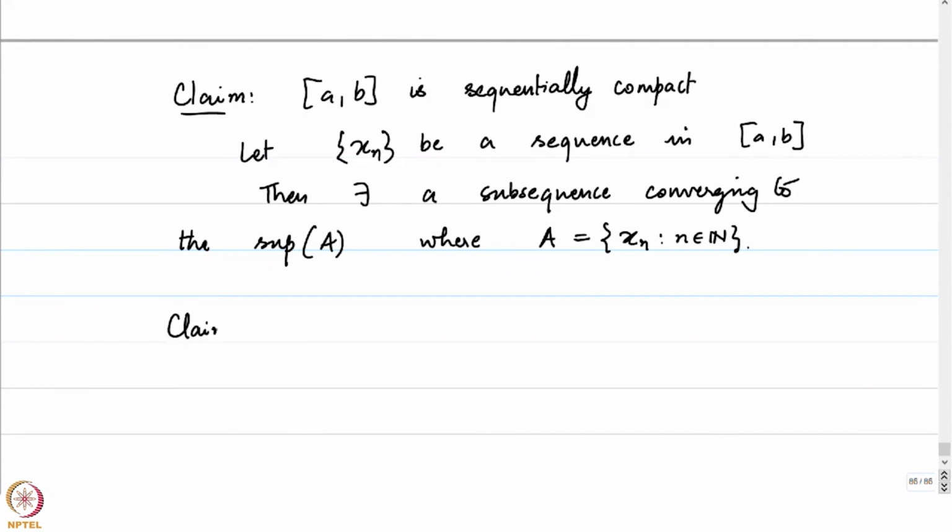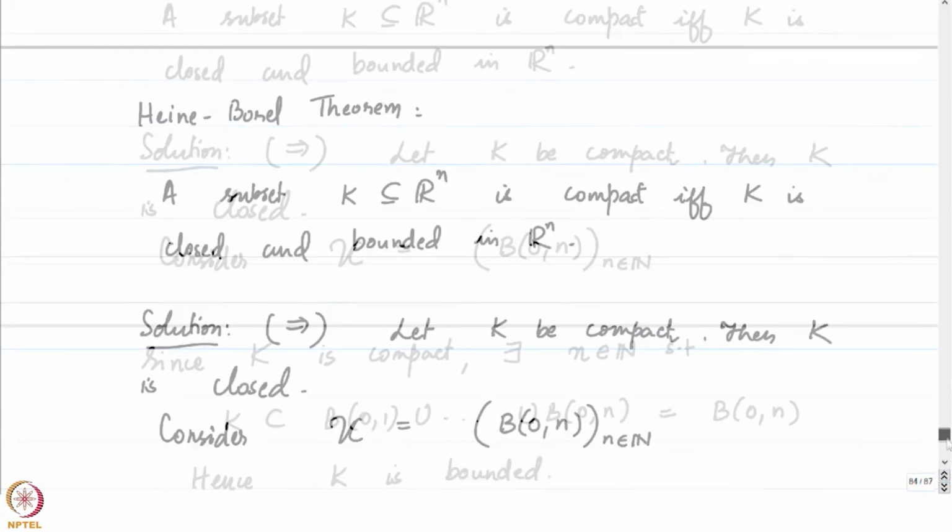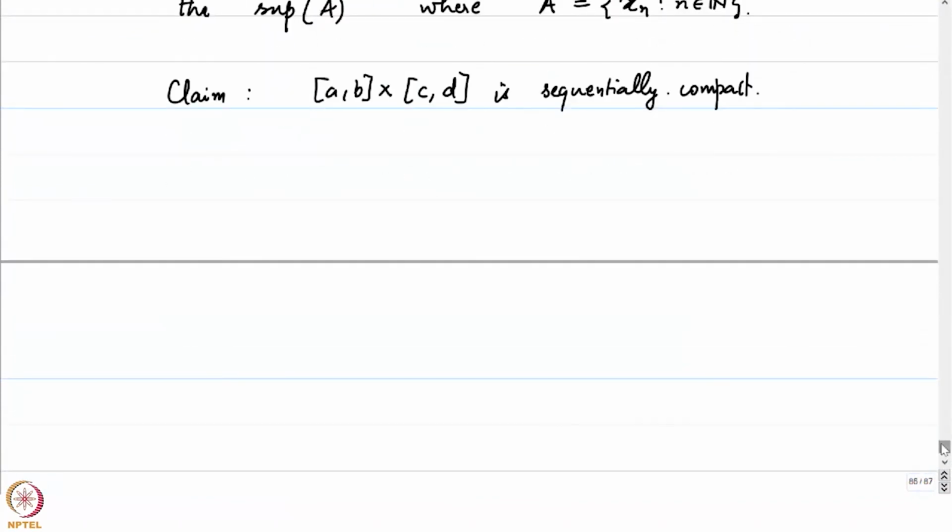Another claim now is that AB cross CD is sequentially compact, and I will leave it to you to establish that in Rn it will be the case. This is going to establish the result for R2. I will bother about R2, and let you bother about Rn. And for doing that, let (xn, yn) be a sequence.